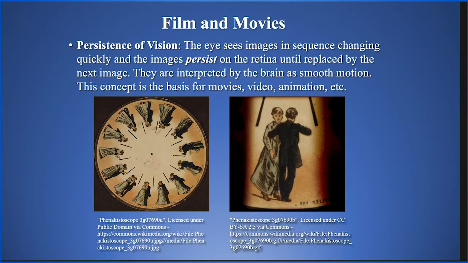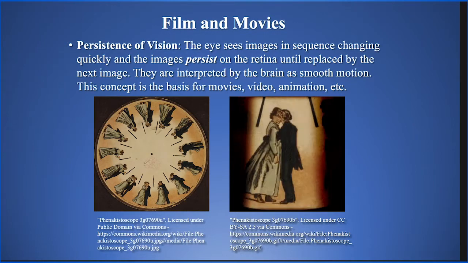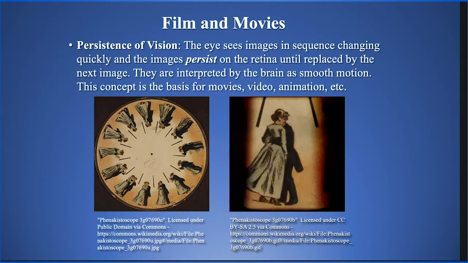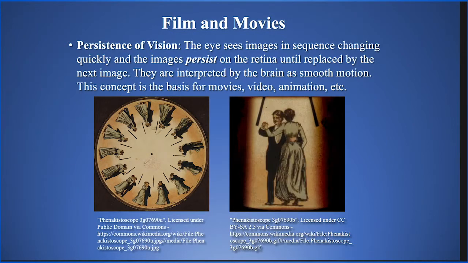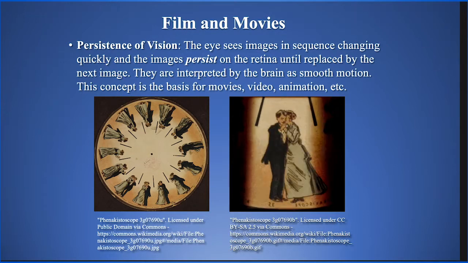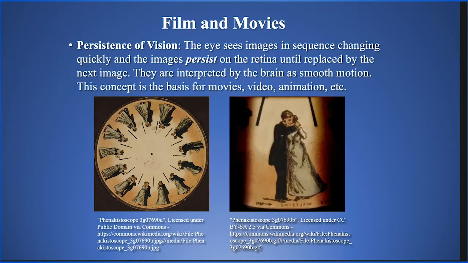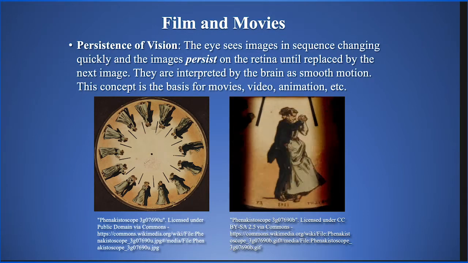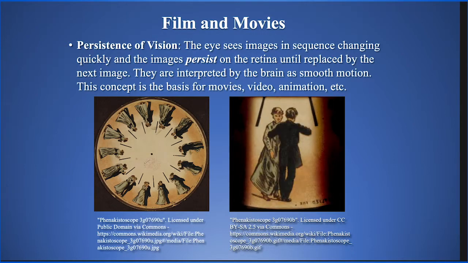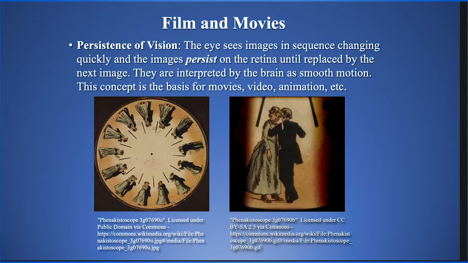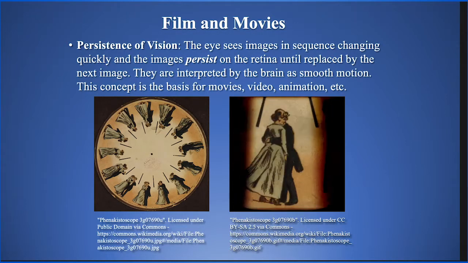An early device for showing animation was the phenakistoscope, or also called the phantoscope. And this is what it was. It was a disc with images on it, and you would look through the slots and hold it in front of a mirror and spin it, and then it looked like the image was actually moving. And this is because of the persistence of vision.